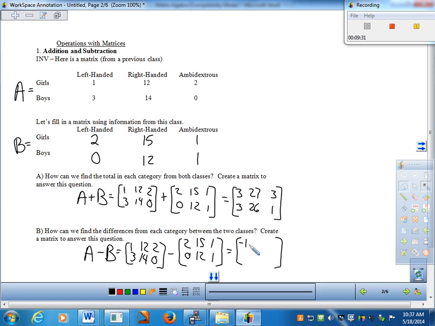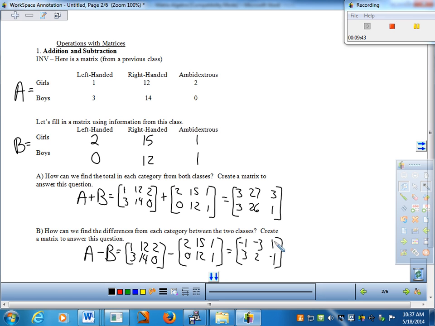12 minus 15. And again, I think it's time to be rather quick on this end. 3, and then 2, and then -1. So the difference is from the first class to the second class right there. And that's exactly how addition and subtraction work.